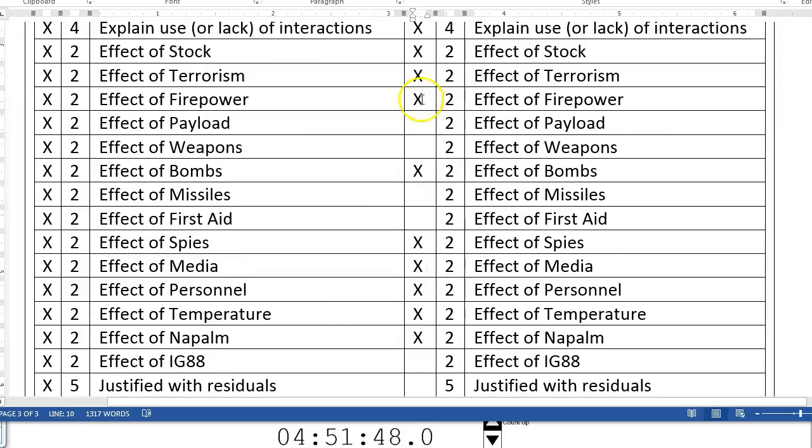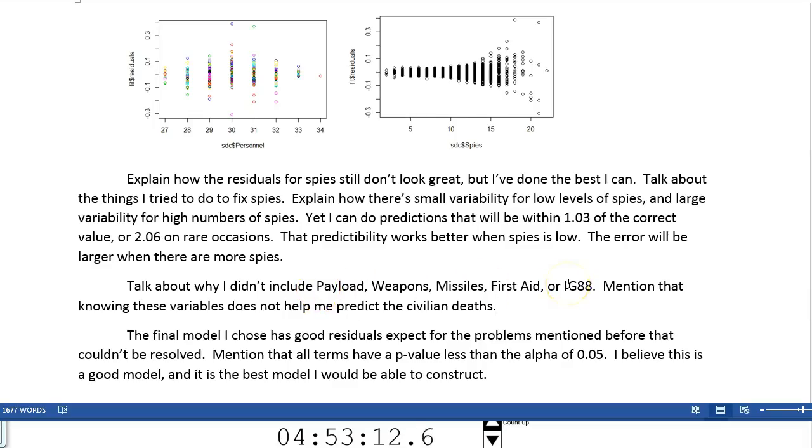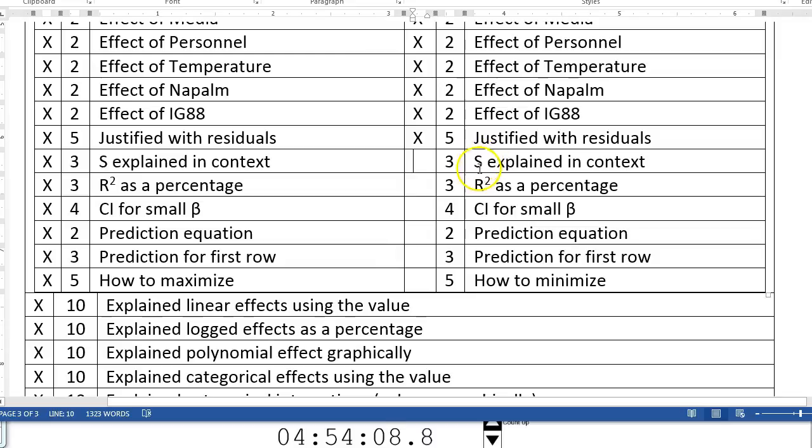So once again, I've done a good job of talking about the variables that were in my model, but I need to make a mention of each variable that wasn't included in the model, and I just noticed that I capitalized them. Oh man. Okay, there. So, did I really not talk about S and R squared? I guess I have a prediction equation, but... Oh, and I talked about how to minimize. Looks like I left all the rest of these off.